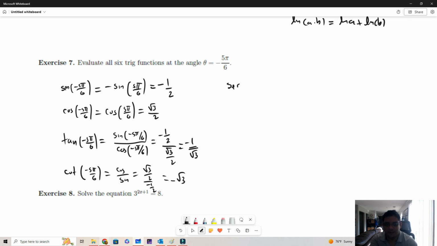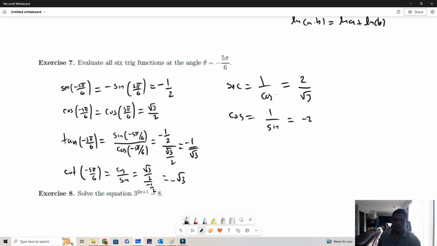Secant is 1 over cosine, right? And so this means 1 over square root of 3 over 2. So this is 2 over square root of 3. And cosecant is 1 over sine. And so that'll be pretty much minus 2.